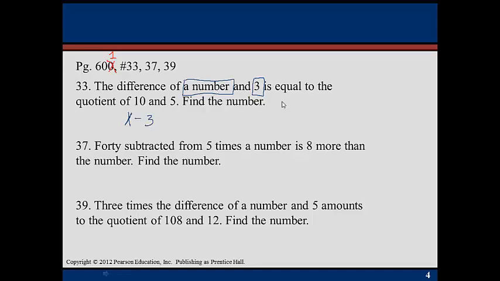Then it says is equal to, well, that means the equal sign. Equal to the quotient. Well, quotient is dividing. So what are we dividing? 10 and 5. So that's going to be 10 divided by 5.